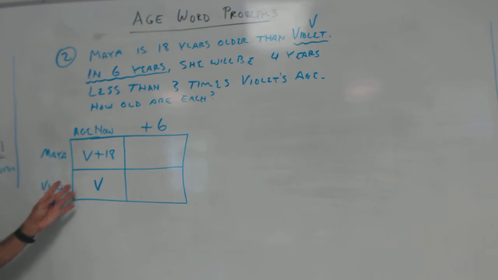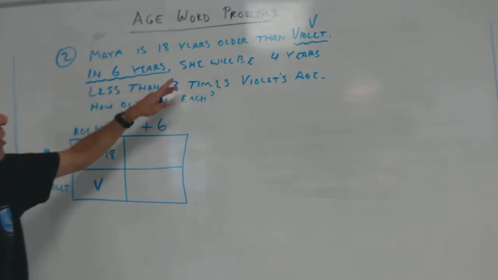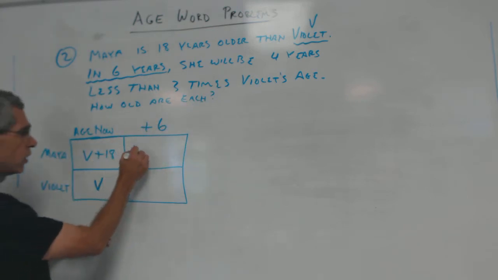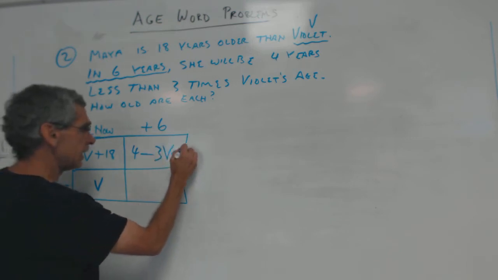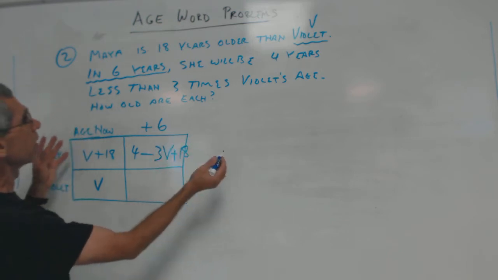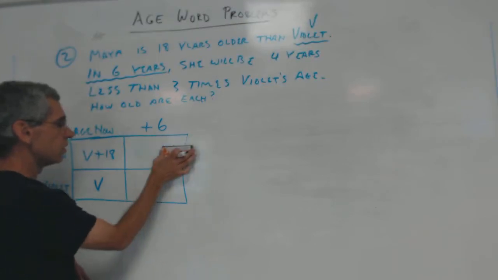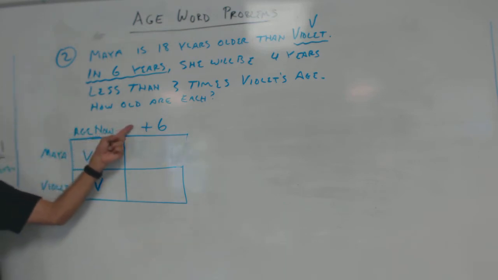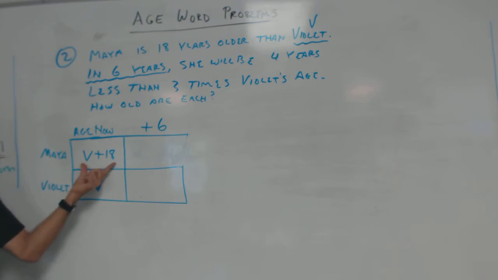Yeah. So now, do not read past that. Don't suddenly write, in 6 years, she'll be 4 years less than 3 times Violet, because you're just going to start doing 4 years less than 3 times V plus 18, and then it's going to be all crazy. That is not the way you do it. Remember, all you have to do, once you have this, is you look here. It tells you what to do. You add 6 to everything that's there.